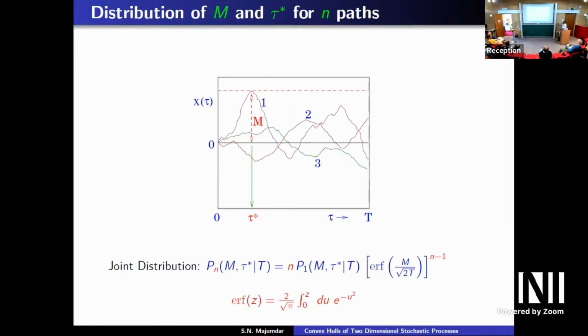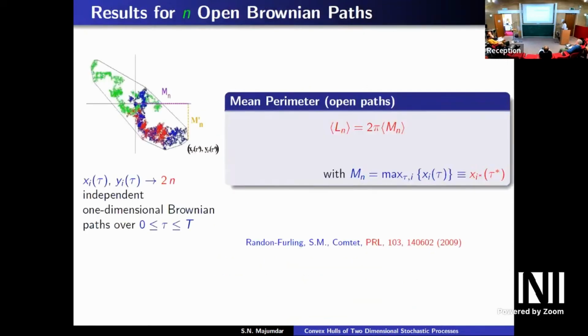So this is just our function, n times p to the power n minus 1. And there's a factor n here because the maximum can be achieved by any one of the n walkers. So this is a simple formula. And so all you have to do is to calculate the expectation value of m squared, and the joint distribution of m and tau star. So now I just flash the result and show you what happens.